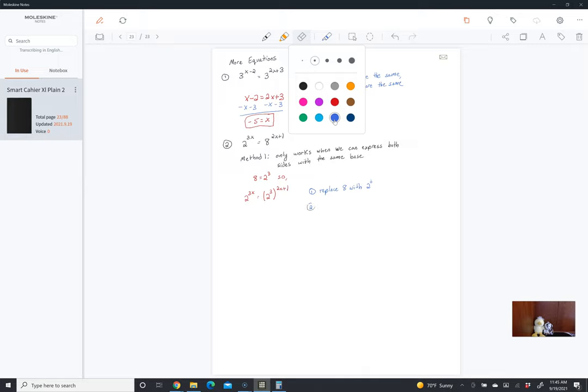Now the next thing we're going to do is get rid of the parentheses by distributing the exponent. We know that for an exponent raised to an exponent, we can multiply. So we have 2 to the 3x, and this becomes 2 to the 6x plus 3. We just distributed this 3, multiplying it. And then we can say again, the bases are the same, so the exponents are the same.